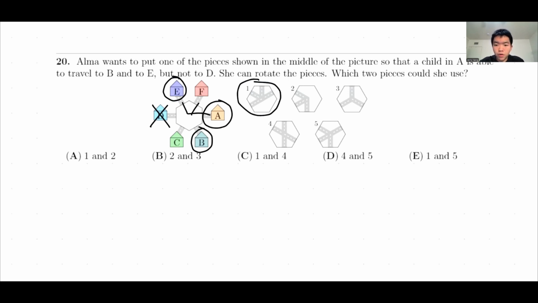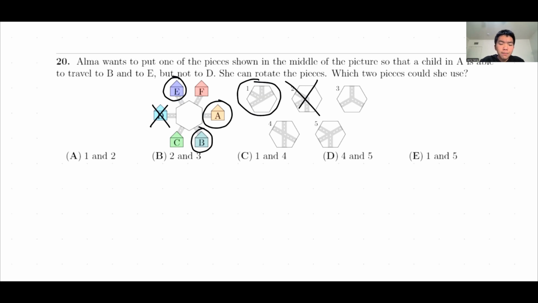Let's try piece number 3. So piece number 3 would look something like this if we implemented it. And immediately we can see there's a little bit of an issue because there's only 2 ways you can really put piece 3 that are unique. And this is one of them. And here you can see you get E, but you don't get B. If we put it in the other configuration, well, now you got B, but you're not even connected to A or E. So yeah, piece number 3 doesn't work either.